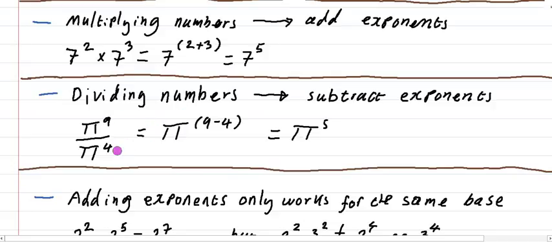When we divide numbers with the same number base, we subtract the exponents. So pi to the power of 9 divided by pi to the power of 4 gives pi to the power of 9 minus 4.